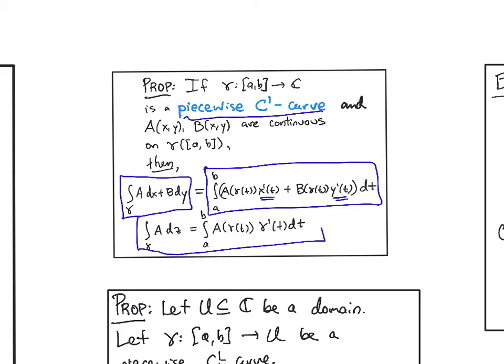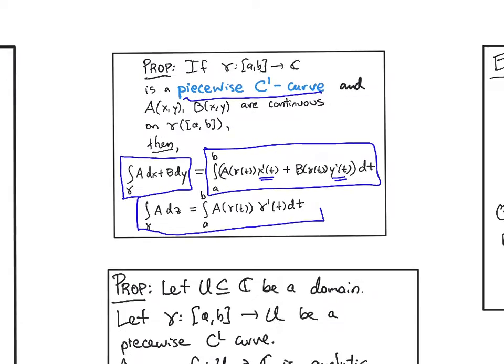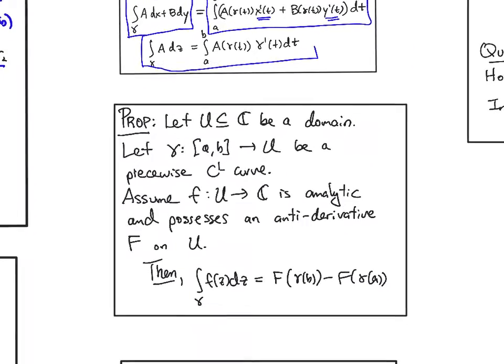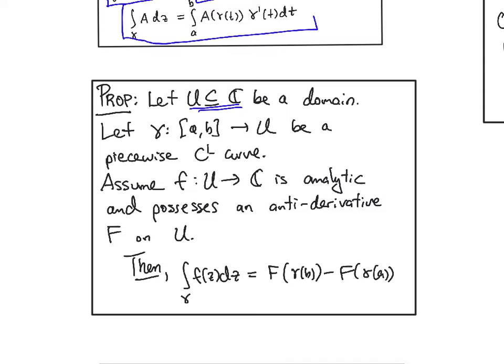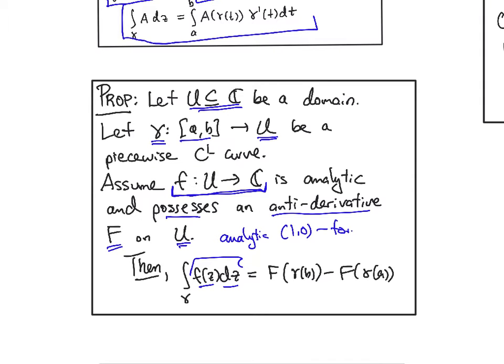Now, this gives a way, if you can parametrize your curve, then you can, in theory, compute these, but how does this connect to anything we've been doing? Well, here's the main connection. Let U be a domain and assume we have gamma, a piecewise C1 curve mapping into that domain, and let F be an analytic function on that domain. And if we have the further property that F possesses an analytic antiderivative capital F on that domain, this will give us sort of a fundamental theorem of calculus for integrating analytic 1-0 forms. So the integral of f dz over gamma will be given by taking an antiderivative at the endpoint minus that antiderivative at the starting point.